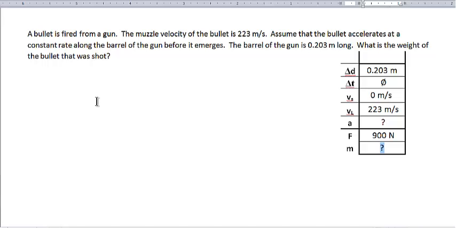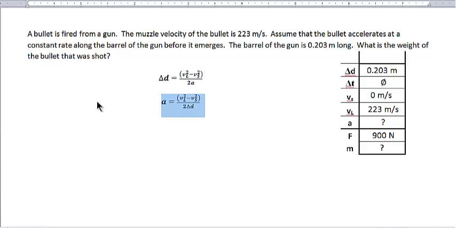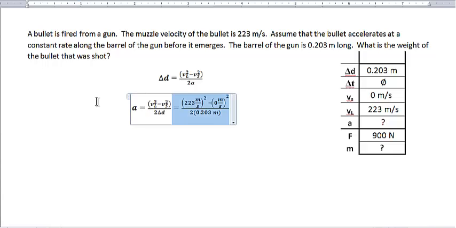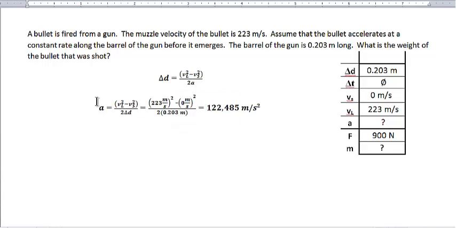So from the kinematics problem, don't know, don't care about time, leads us to v squared equals v naught squared plus 2ad. We're looking to find acceleration, so I do a quick little arrangement of terms, and then I plug my numbers in as I know them from the problem. 223 meters per second squared minus 0 meters per second squared over 2 times the distance, 0.203 meters. You work that out, and it is a whoppingly big number, 122,485 meters per second squared. And that is something like 12,000 G's.